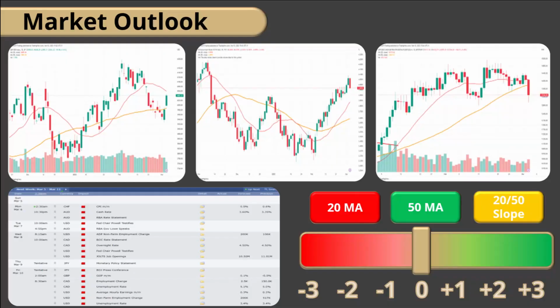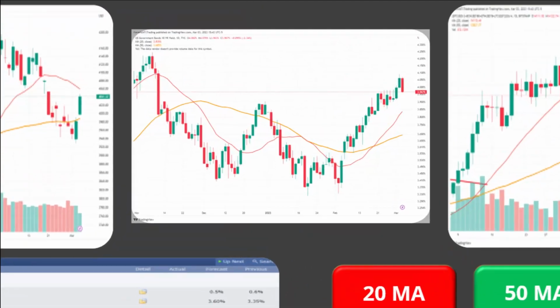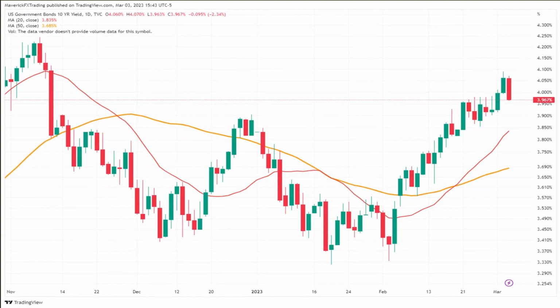Let's get an actual score of where we are in equities, and let's just take a look at everything to set us up for the upcoming week. We're at an overall 0, because we are between the 20 and 50-day moving average with really no clear trend in sight. I want to take a look this week at the 10-year US government bond.